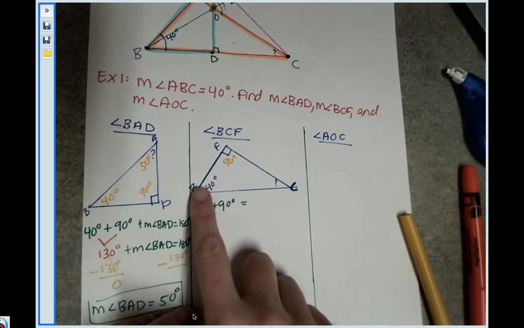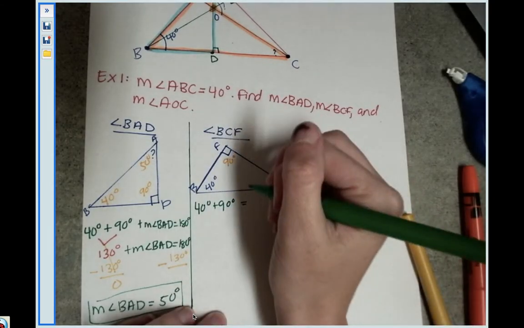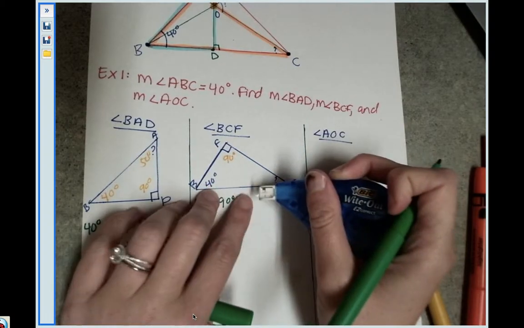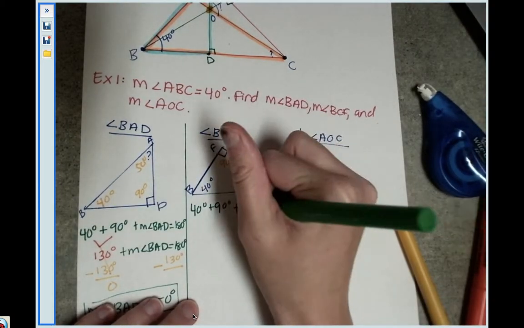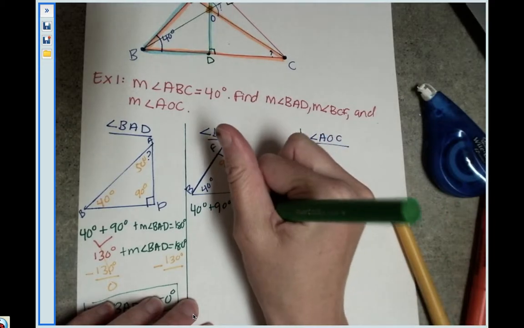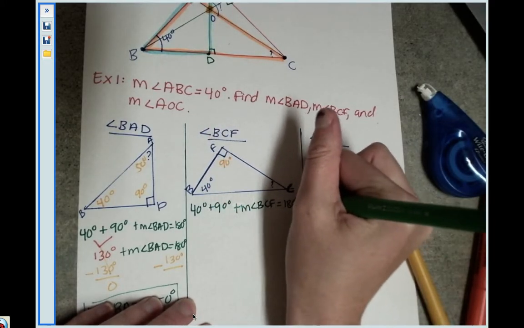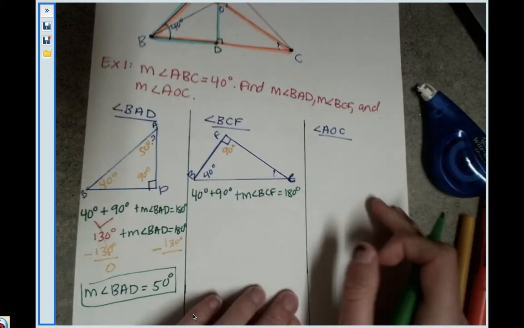plus the measure of angle BCF. Sorry, I almost said BFC. What are you talking about, Miss Long? BCF. Oh, not an equal sign. Sorry, guys. I'm having some serious problems today. Plus the measure of angle BCF equals 180 because all the degrees in a triangle have to be 180.